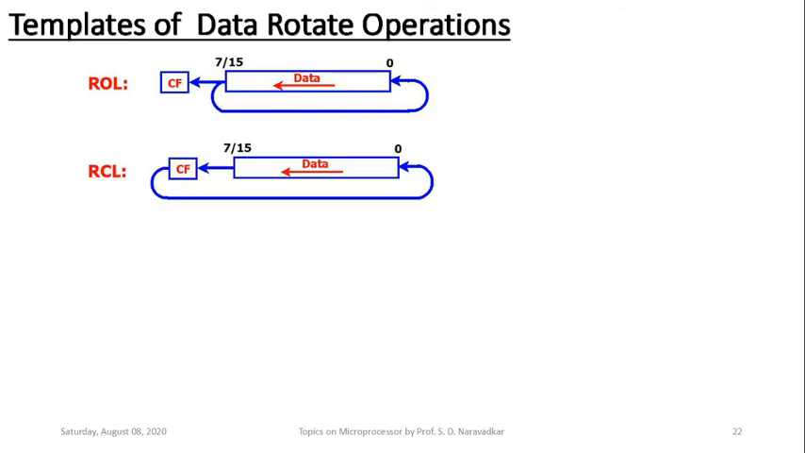Next, what is RCL? That is rotate left through carry. What happens here? The data of 8-bit or 16-bit will be rotated towards left. The bit which is coming out of the MSB will be placed into the carry flag and the contents of the carry flag will be copied into the LSB vacancy within that register.